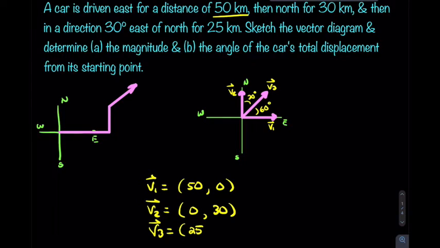Vector 3 travels 25 kilometers, so 25 kilometers times cosine of the angle, this angle. Or sine of this angle, whichever you prefer, but I usually like to keep cosine in the x position. So it's cosine of 60 degrees. And then the north component of this vector would be 25 sine of 60 degrees.